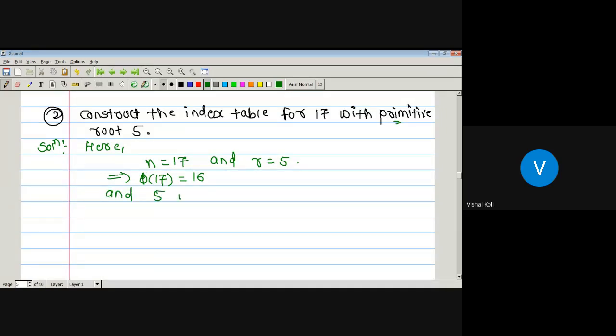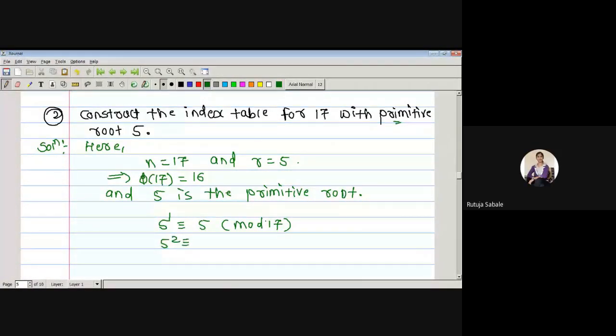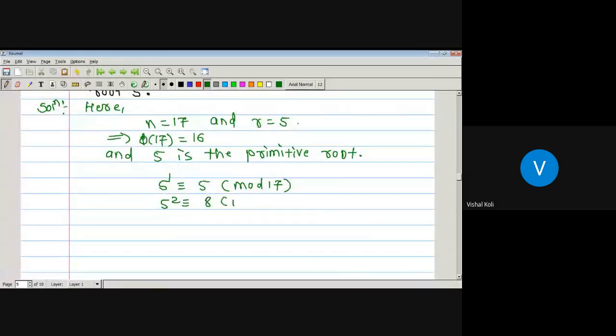And 5 is the primitive root. So just find out the powers of 5. Now 5 to the power 1 is congruent to 5 modulo 17. 5 square is congruent to 8 modulo 17. 5 cube is congruent to 8 into 5, 40, which over modulo 17 is nothing but 6 modulo 17.